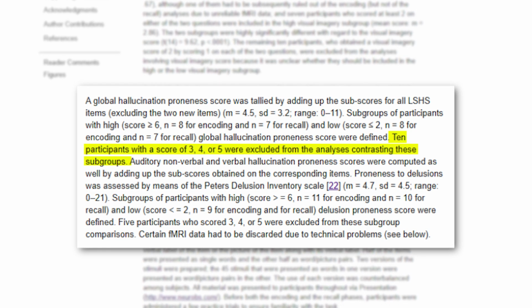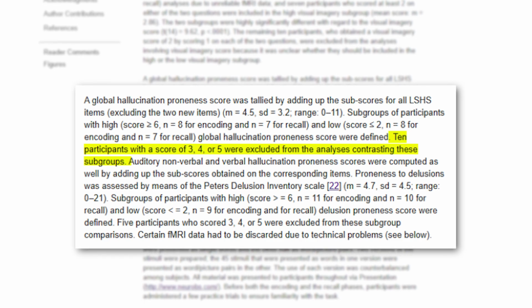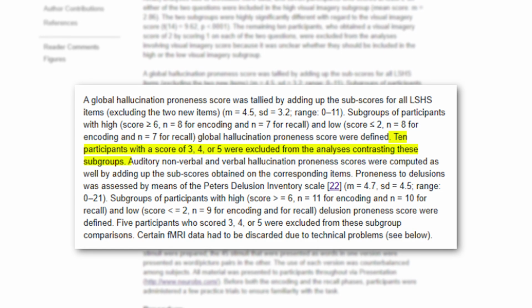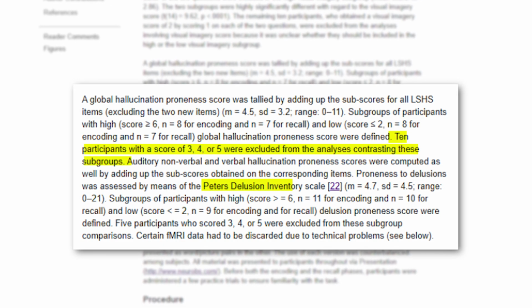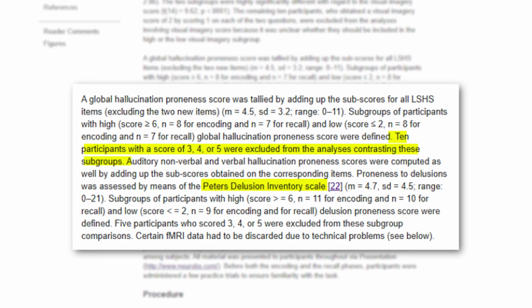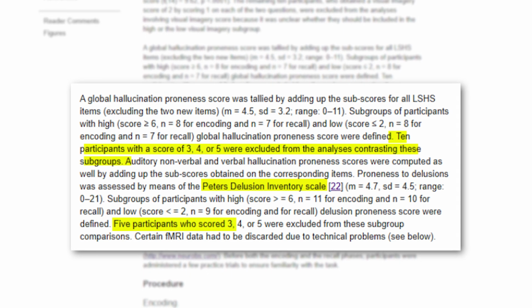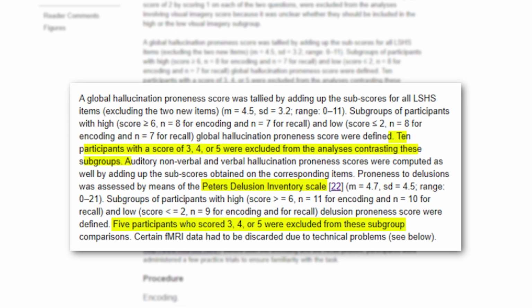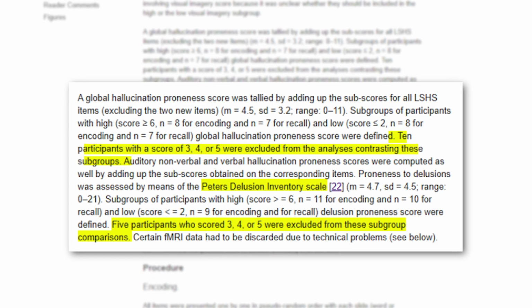Auditory, nonverbal, and verbal hallucination proneness scores were computed as well by adding up the subscores obtained on the corresponding items. Proneness to delusions was assessed by means of the Peters Delusion Inventory Scale. Subgroups of participants with high and low delusion proneness scores were defined. 5 participants who scored 3, 4, or 5 were excluded from these subgroup comparisons. Certain fMRI data had to be discarded due to technical problems.